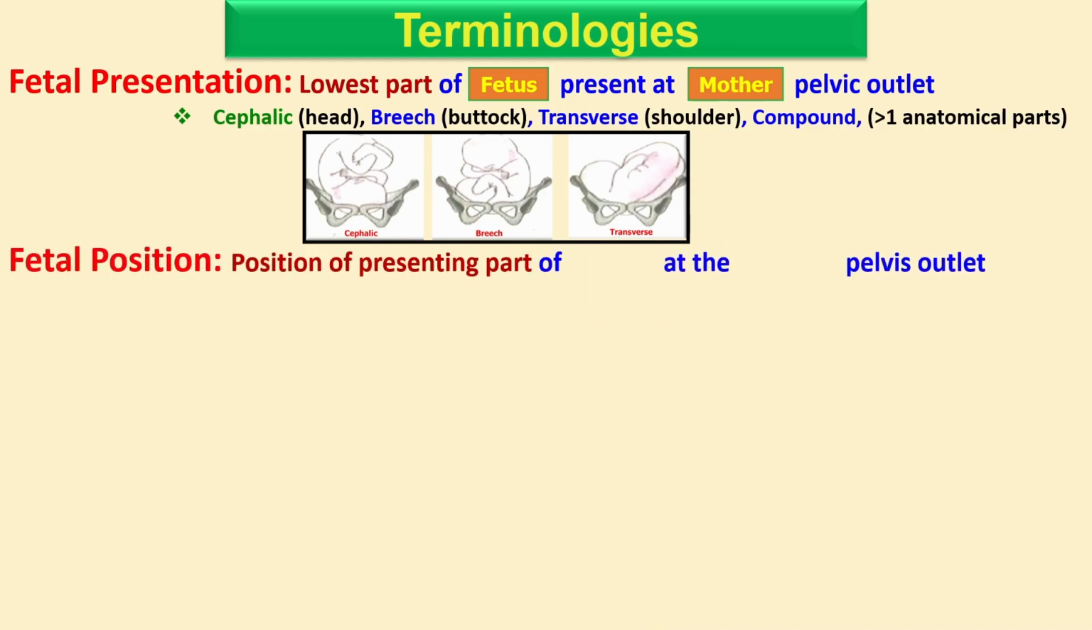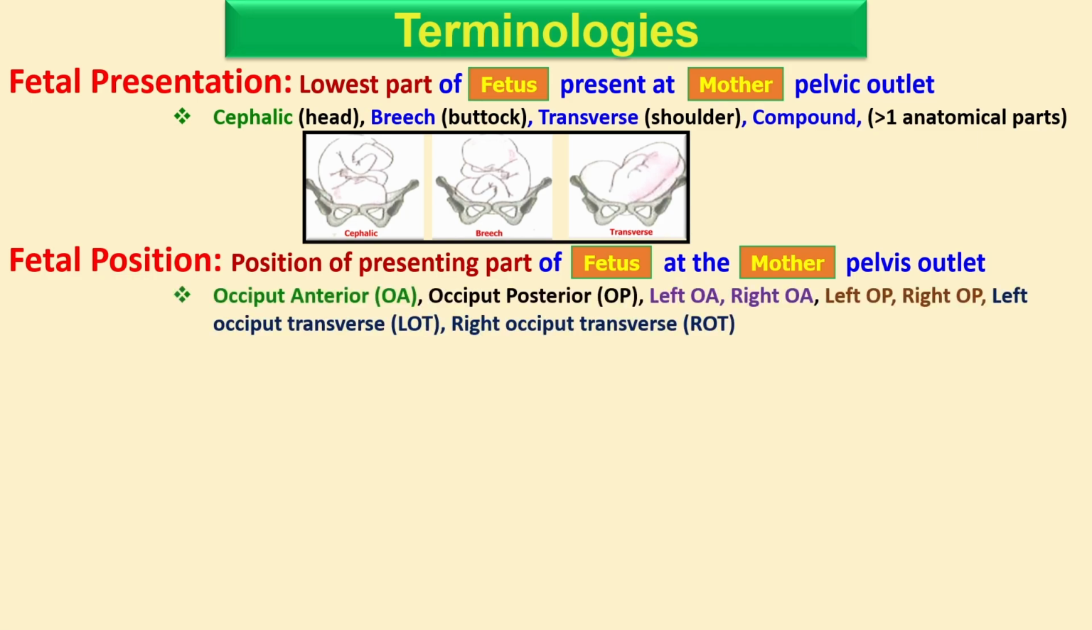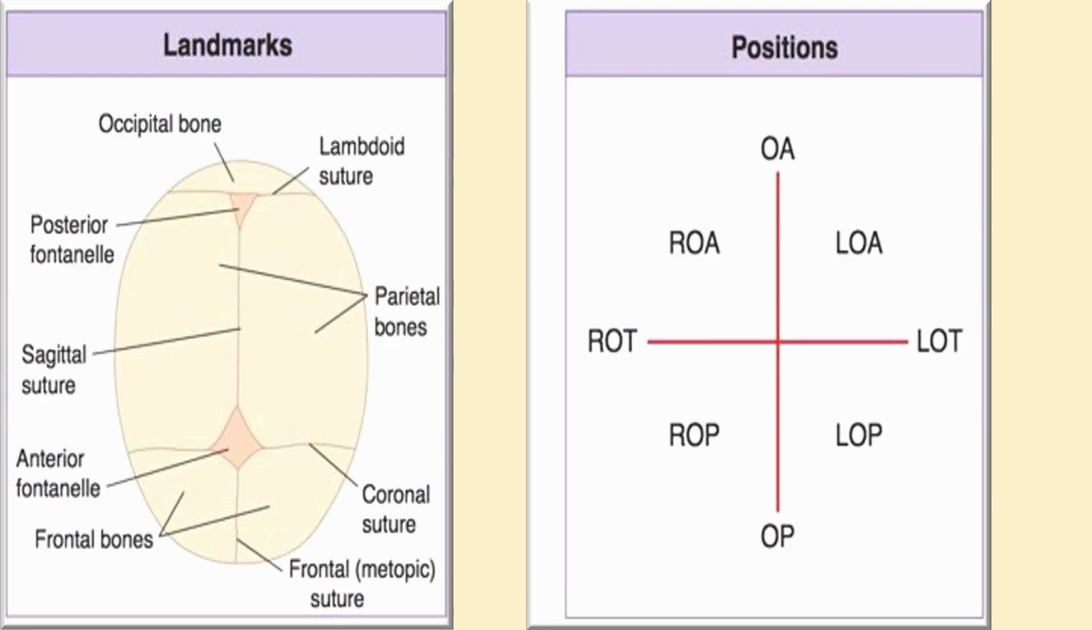It actually shows the position of the presenting part of the fetus at the mother's pelvic outlet. So for example, the head is coming out. What is the position of the head? There are almost eight positions we commonly use for the fetal position, but four are most important. If you look at the fetal head, here is the occipital bone, here is the frontal bone, anterior fontanelle, posterior fontanelle. So you look at the occipital bone.